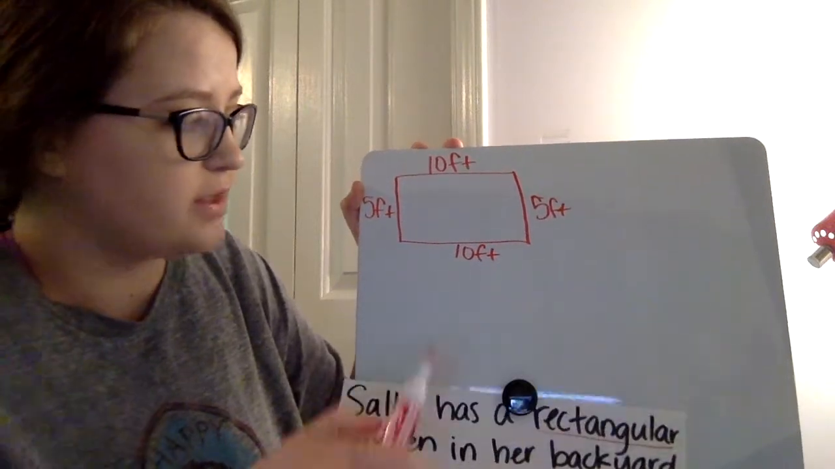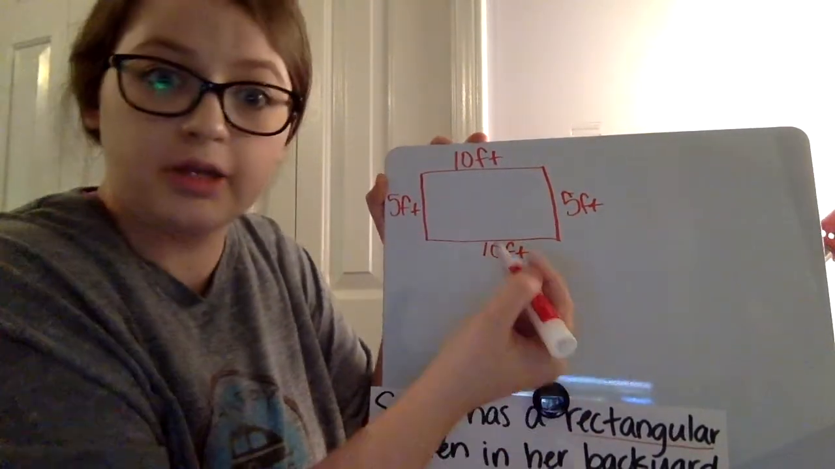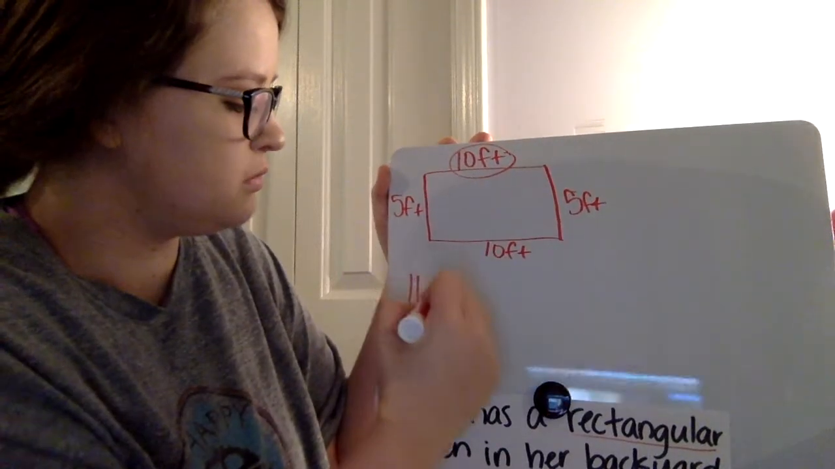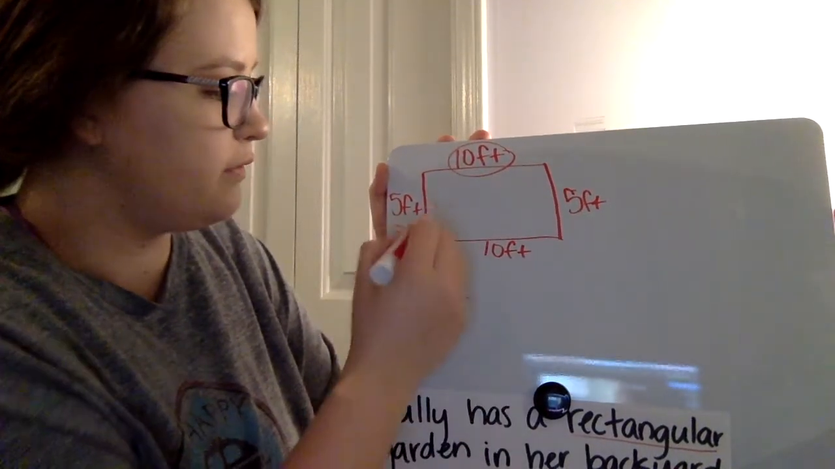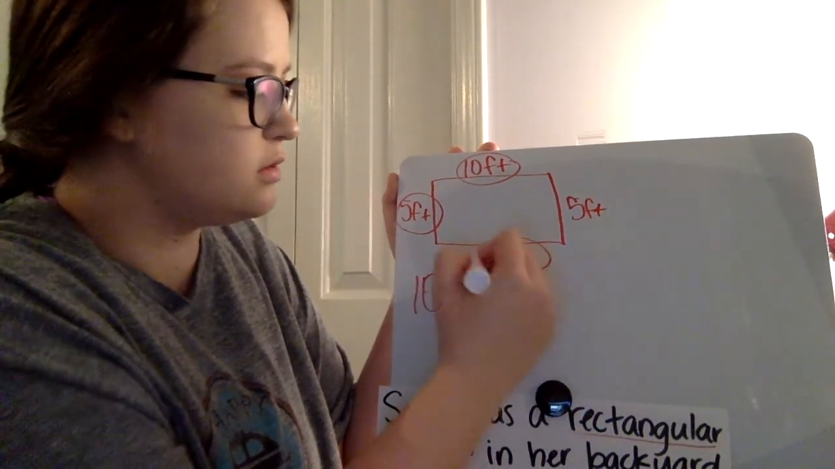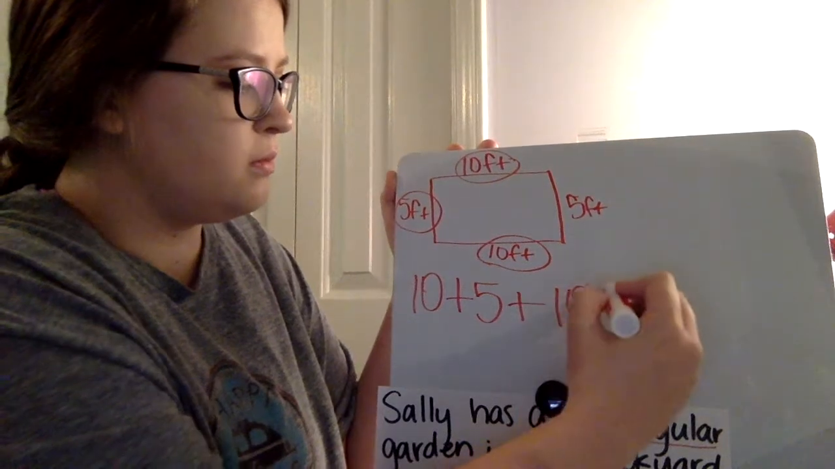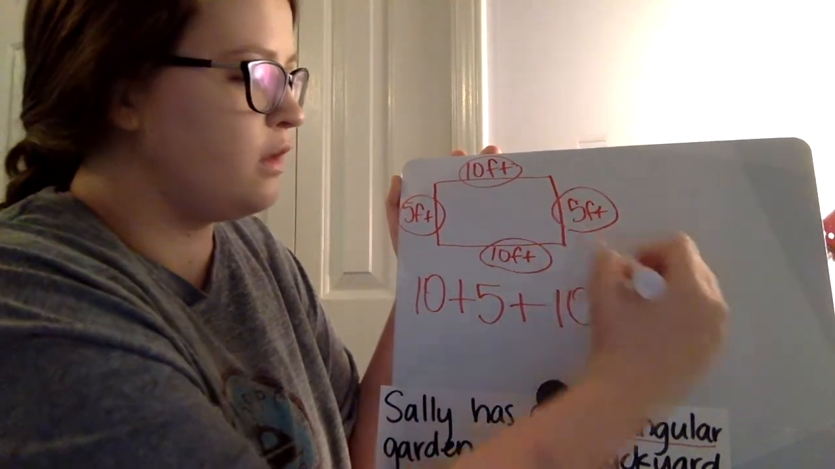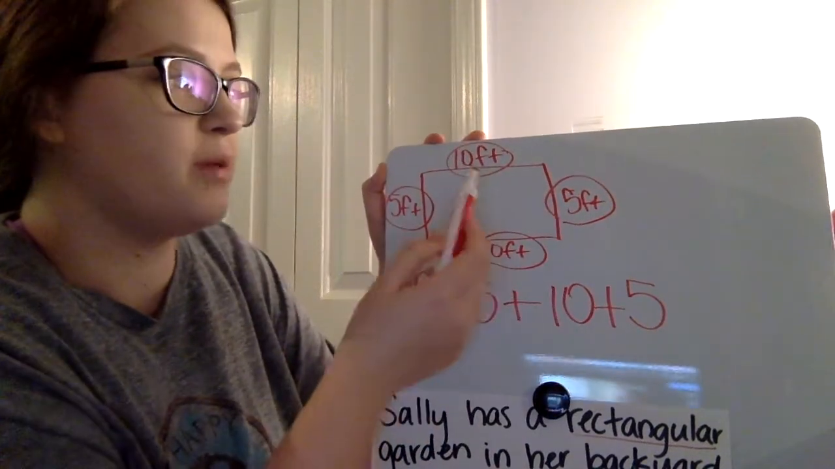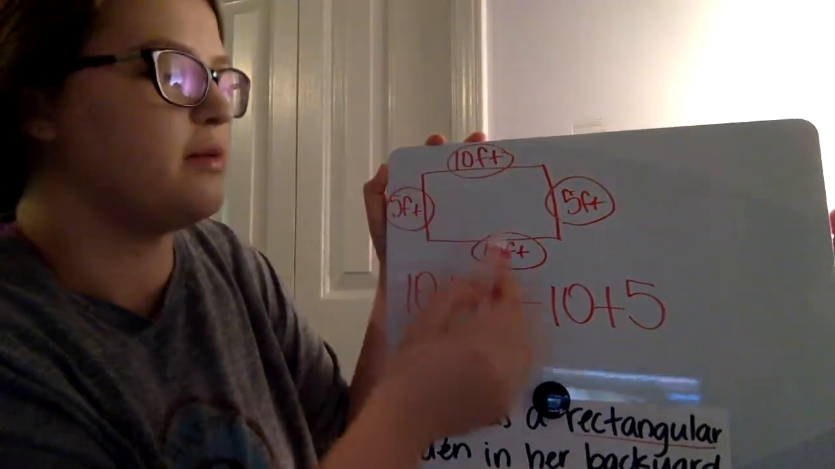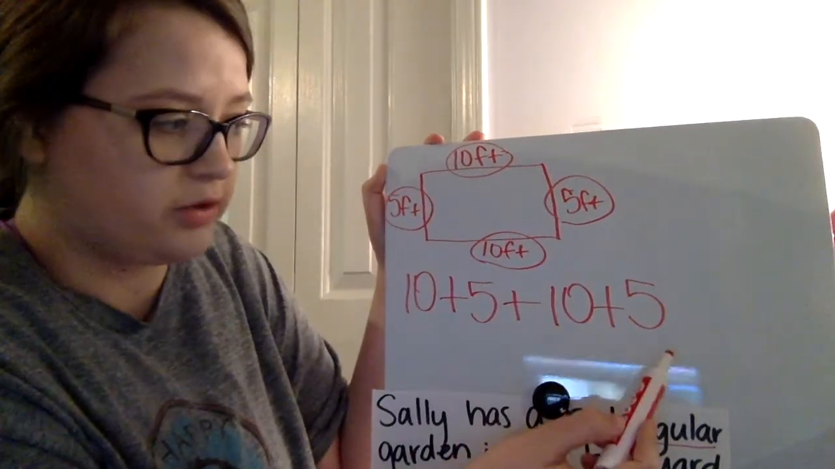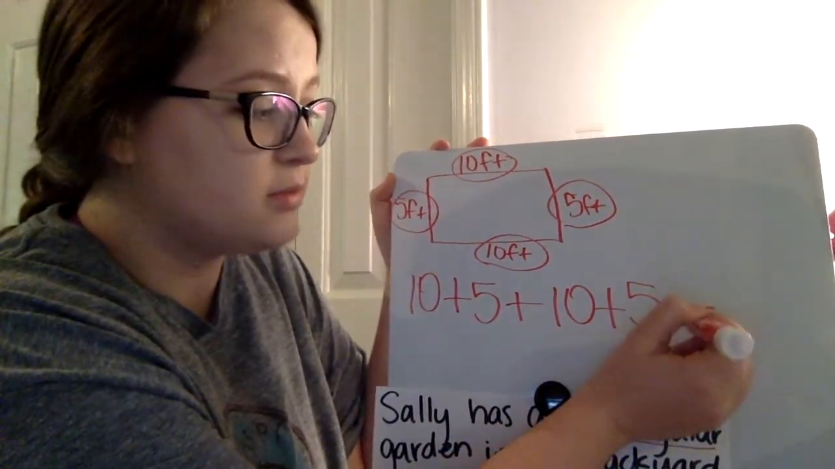So to find the distance around the shape, we're just going to add them together. So let's start here. We've got 10 plus 5 plus 10 plus 5. And I like to circle them because I want to make sure that I've already gotten that one. I've gotten that one, gotten it, gotten it. So we've got all of the sides accounted for down here. So now we just need to add them together.